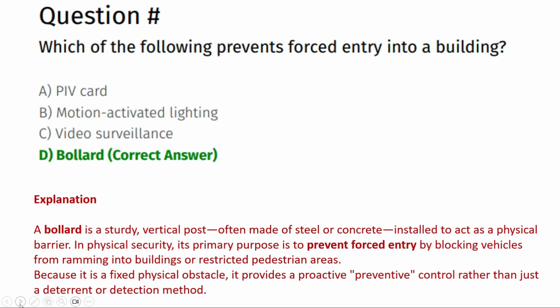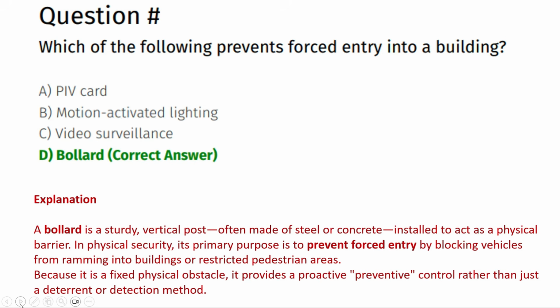The next question is, which of the following prevents forced entry into buildings? Option A, PII card. Option B, motion activated lighting. Option C, video surveillance. Option D, bollard. And the correct answer for this question is option D, bollard. So let's check the explanation.